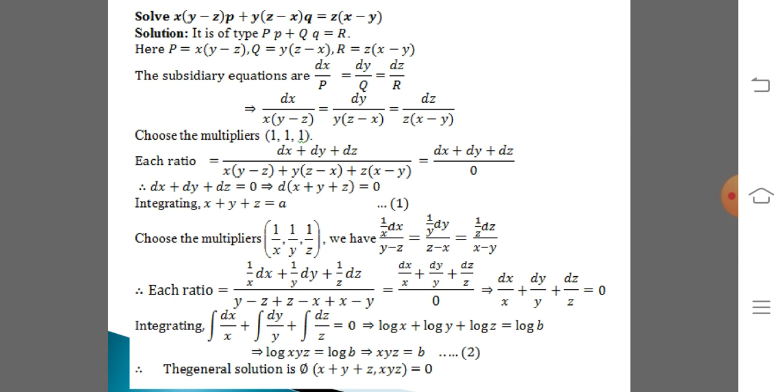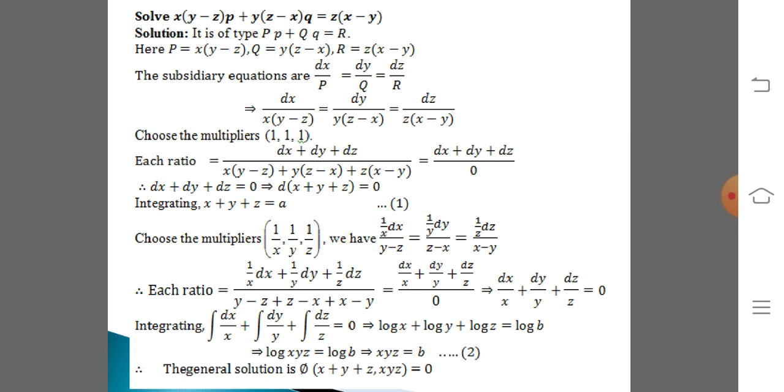So the denominator is becoming 0. This implies numerator is also 0, that is dx by x plus dy by y plus dz by z equal to 0. If you integrate term by term, you get log x plus log y plus log z equal to some integration constant, say log b. So the left hand side log x plus log y plus log z can be taken as log of xyz. So log of xyz equal to log b implies xyz equal to b. If you remove logarithm on both sides, you get xyz equal to b. You can take it as equation number 2.